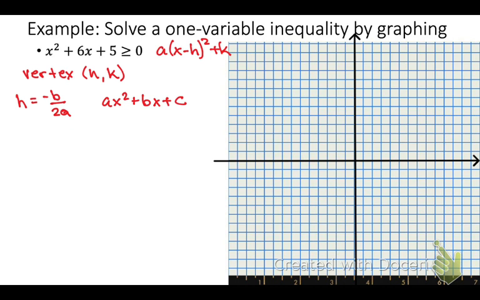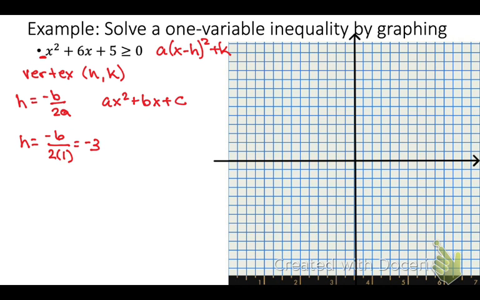Looking at what we have, what is b? 6. So it's going to be negative 6 over 2 times a. What's a? 1, because it's what's in front of the x squared. So negative 6 divided by 2 is negative 3. So the vertex h is at negative 3.